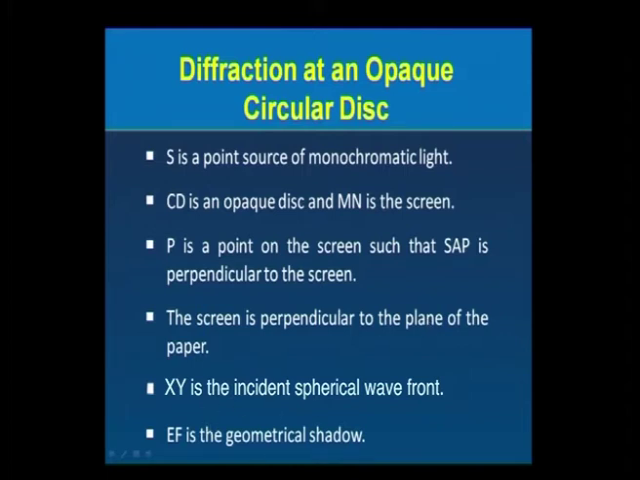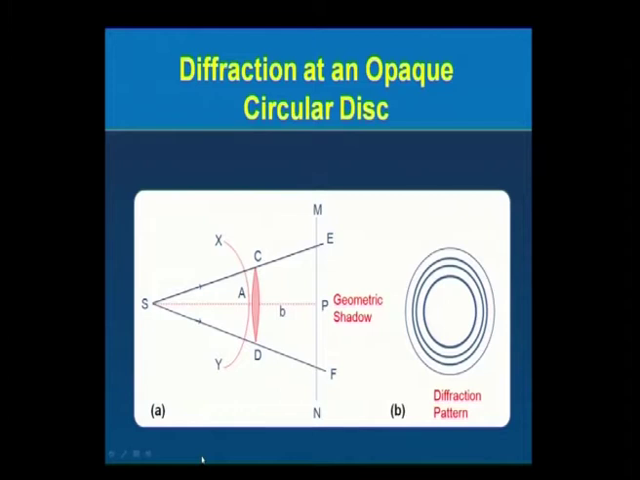XY is the incident spherical wavefront, EF is the geometrical shadow. So, let us be concerned only with these two things. XY is the wavefront, we have to see in the diagram where the wavefront is, and secondly the geometrical shadow region. This is the wavefront, XY, and EF is the geometrical shadow, and we observe within the geometrical shadow this kind of pattern.